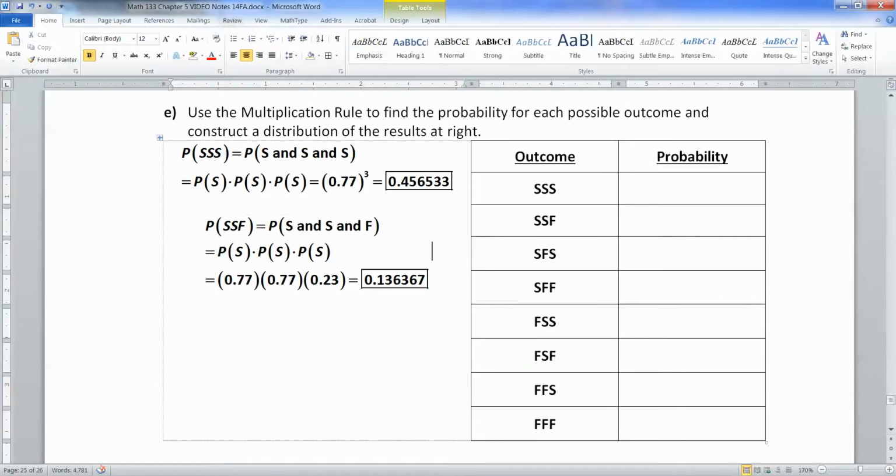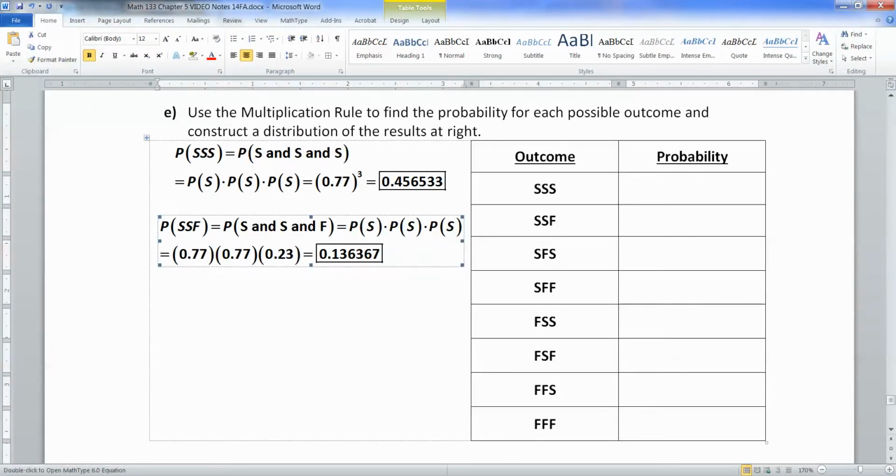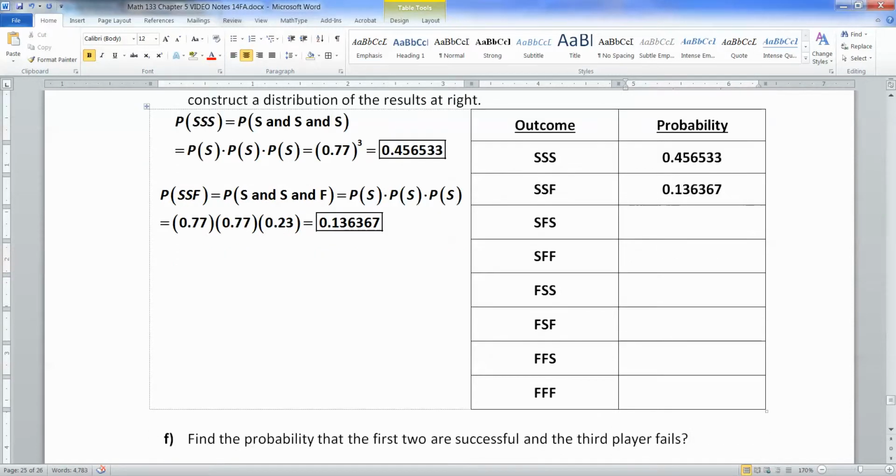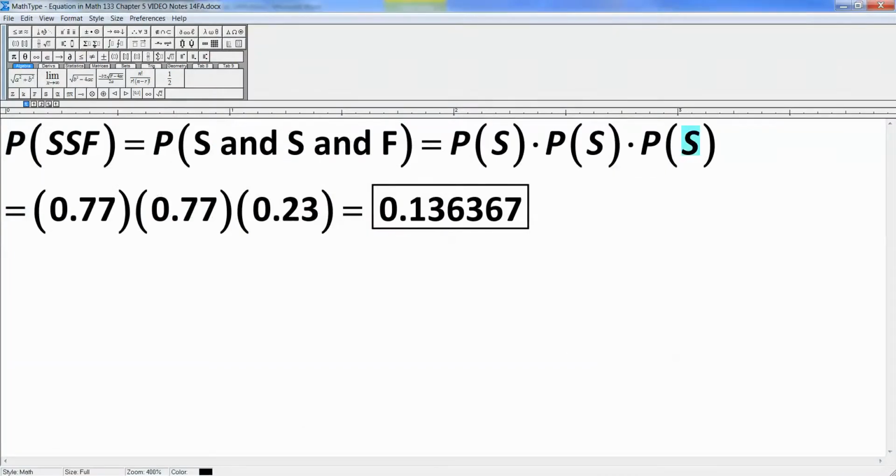Okay. There, I just need to make that a little bit smaller, otherwise I'm going to run out of room here. All right, so that means that this one up here is 0.456533. Oops, I don't know why that's giving me grief here. All right, then this one over here is 0.136367. But there's a couple others that should work the same way. So the one we were looking at had success, success, and failure. Sorry about that, failure. Right here.